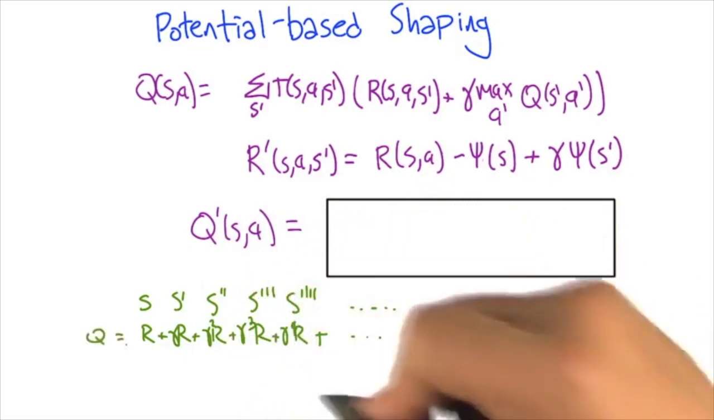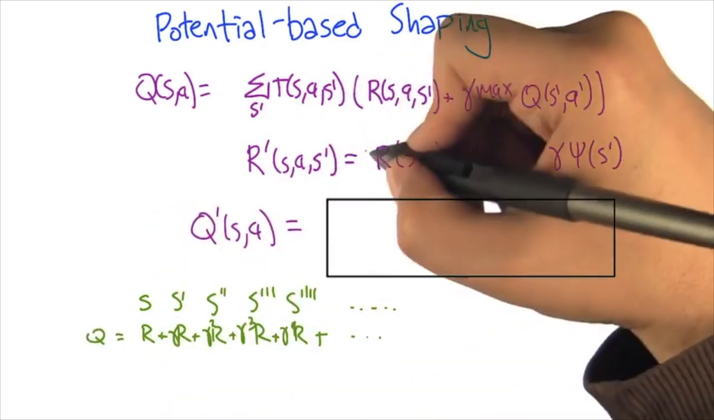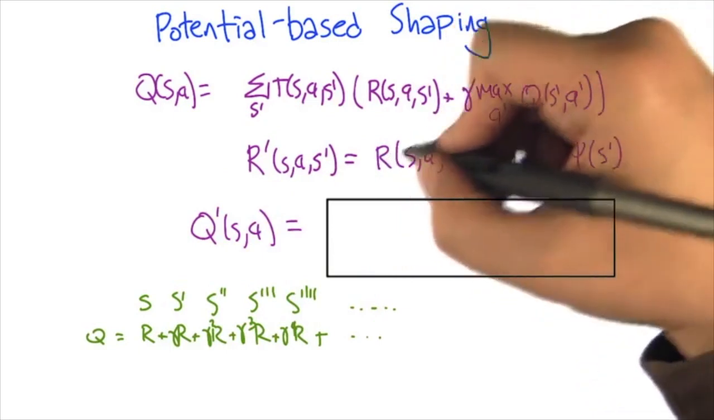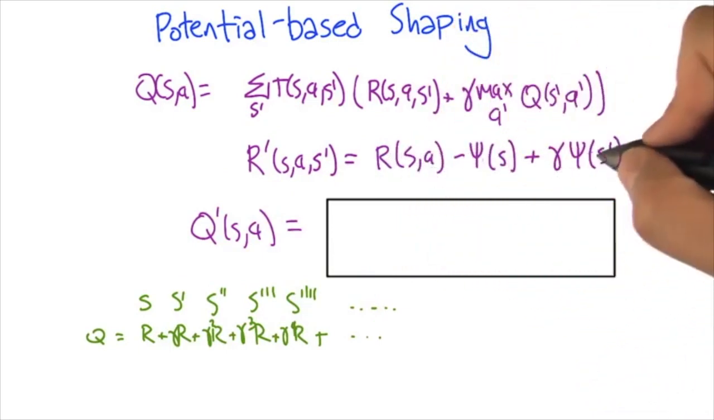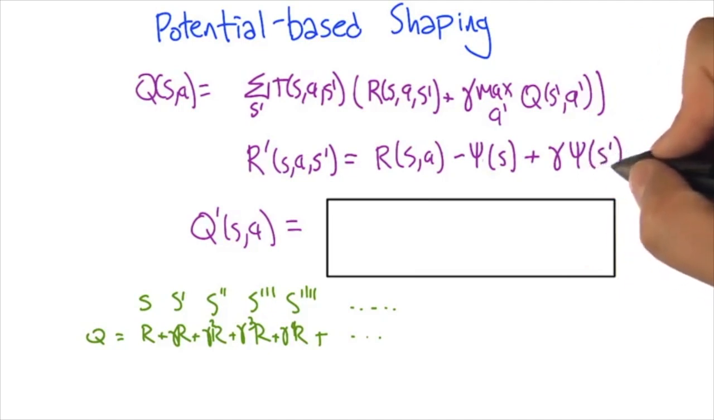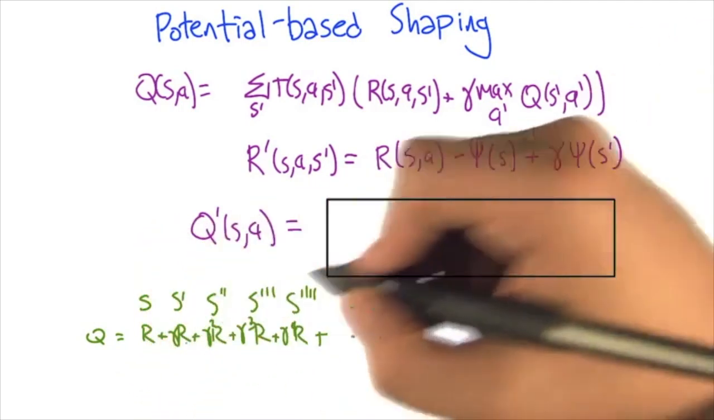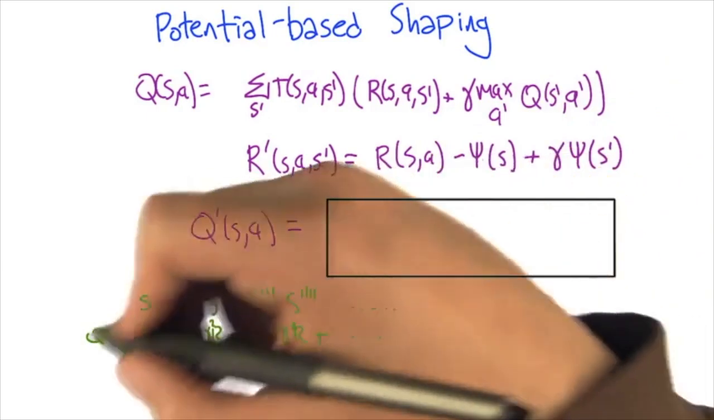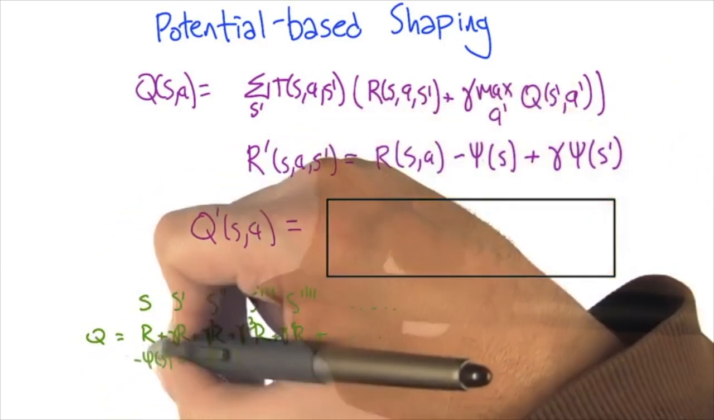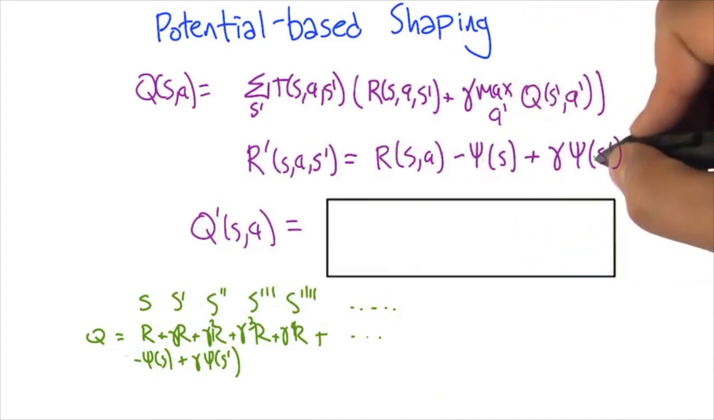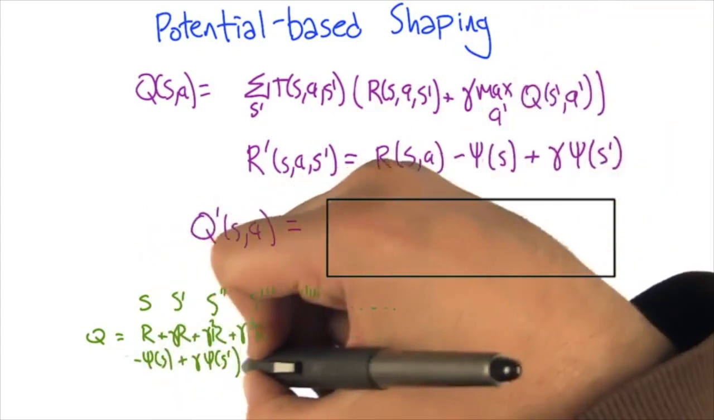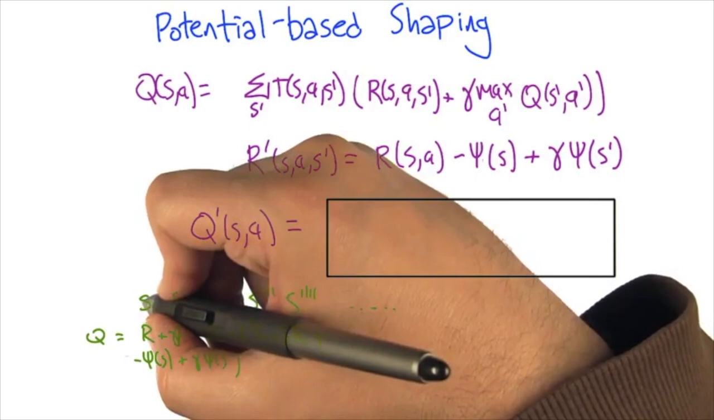And now we're wondering, what happens if we replace this R with this new R prime? It still has R in it, but now it's going to have this minus psi of S, plus gamma psi of S prime. Yeah, exactly. So this first reward, in addition to the R part, we're also going to get the minus psi and the plus gamma psi. So let's add that in here for the transition from S to S prime.